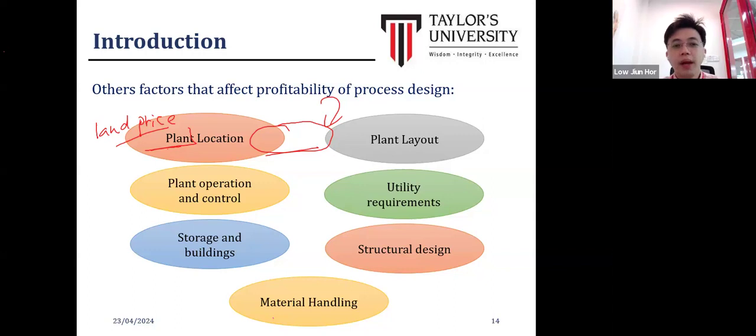Besides that, how are you going to make sure the plant can be safely operated? For sure you need to install control valves and also control the variables and control the process. But your design, I mean the design in the P&ID, how are you going to control the chemical plant?